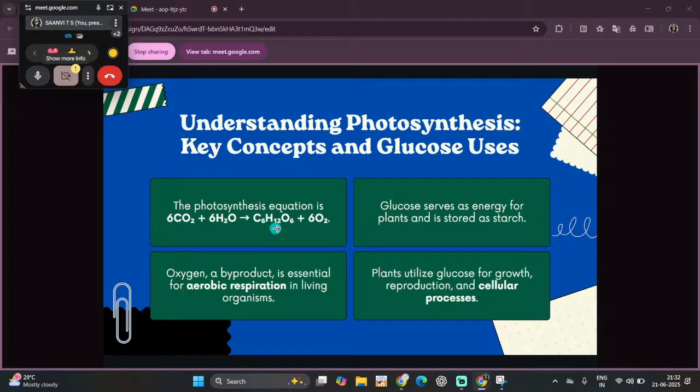Okay, I'm getting a lot of answers out here. Glucose. Correct. So glucose serves as energy for the plants and it is stored as starch. Oxygen is a byproduct and it is essential for aerobic respiration in all the living organisms of Earth. Plants utilize this glucose for growth, reproduction, and cellular processes.